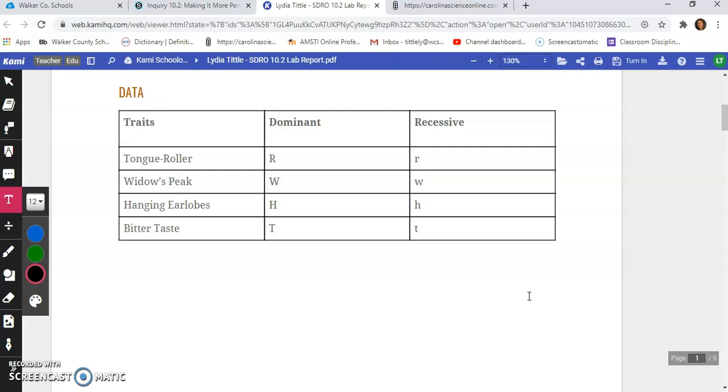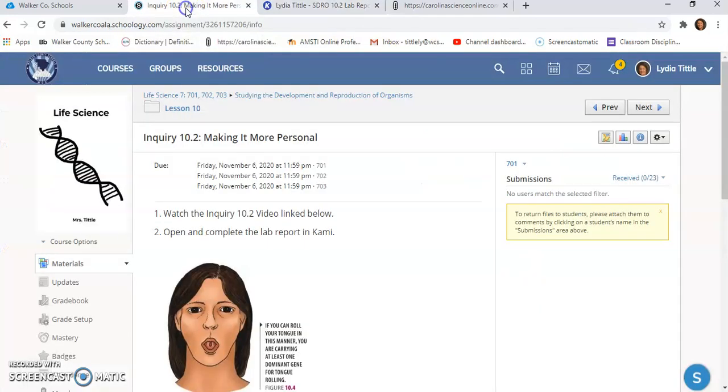Those of you at home watching this video and doing this assignment from home will not be able to do the bitter taste part because you will not have the taste test strips to use. But you can participate by doing the tongue roller, widow's peak, and hanging earlobes. So let's take a look at our assignment.